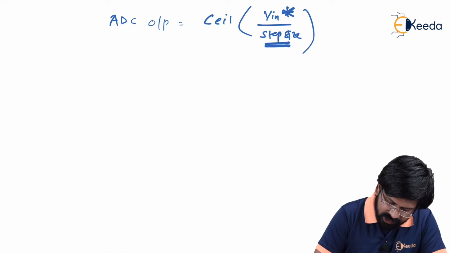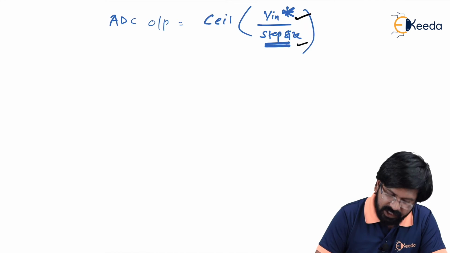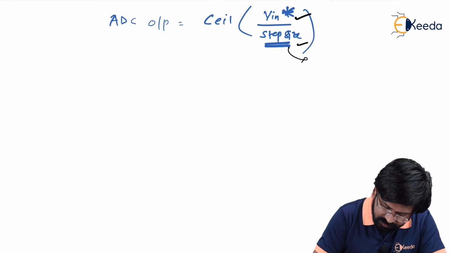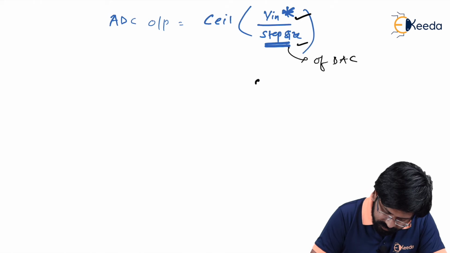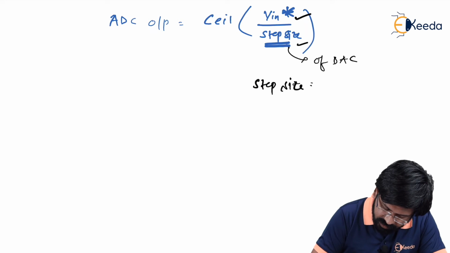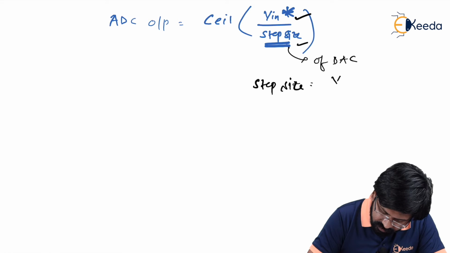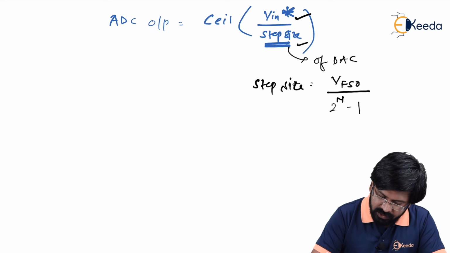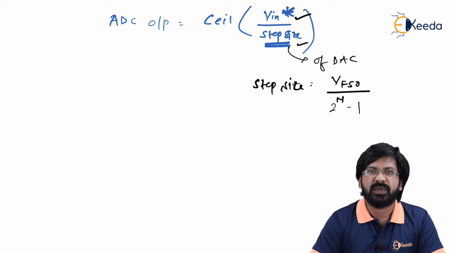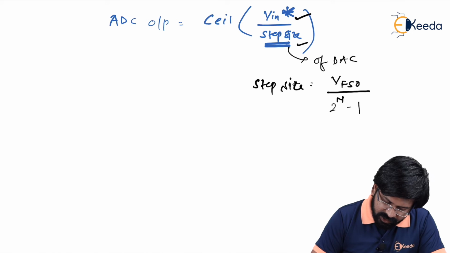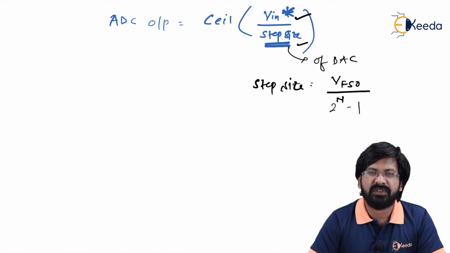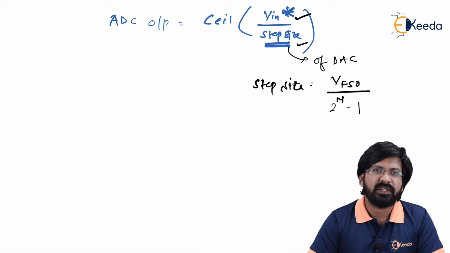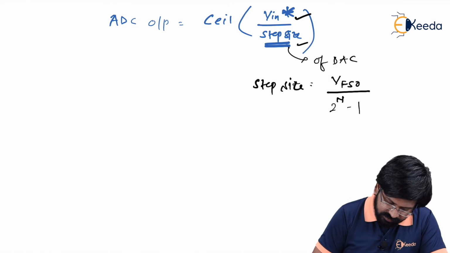To calculate the ADC output, as I said, the Vin voltage as well as the step size must be known to you. This step size is the step size of the DAC, which is an integral part of the ADC. And how do we get the step size? Step size is always the full scale voltage divided by 2 raised to n minus 1. The denominator gives you the number of steps. Remember that step size never refers to the step size of the ADC. There is nothing called the step size of the ADC. Step size always refers to the step size of the DAC only.